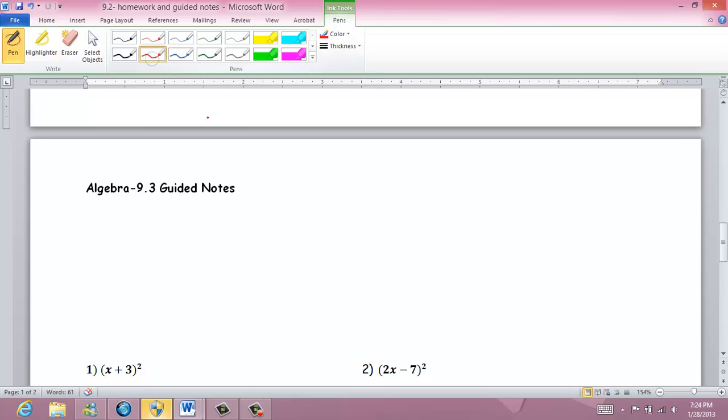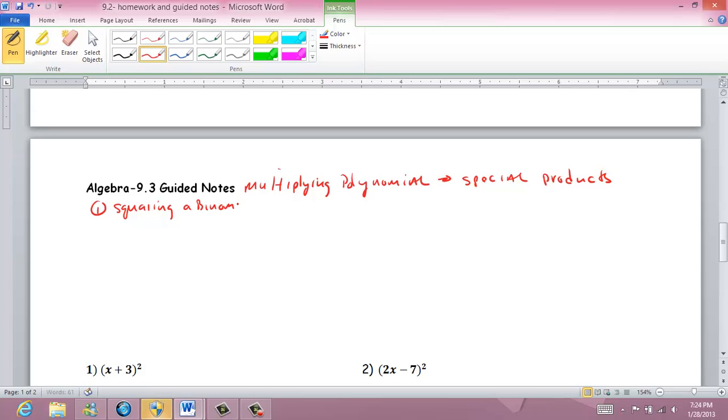Today we will continue with multiplying polynomials. But our main focus will be on special products. The first special product we deal with is squaring a binomial. The second special product we work with is a sum and difference problem.